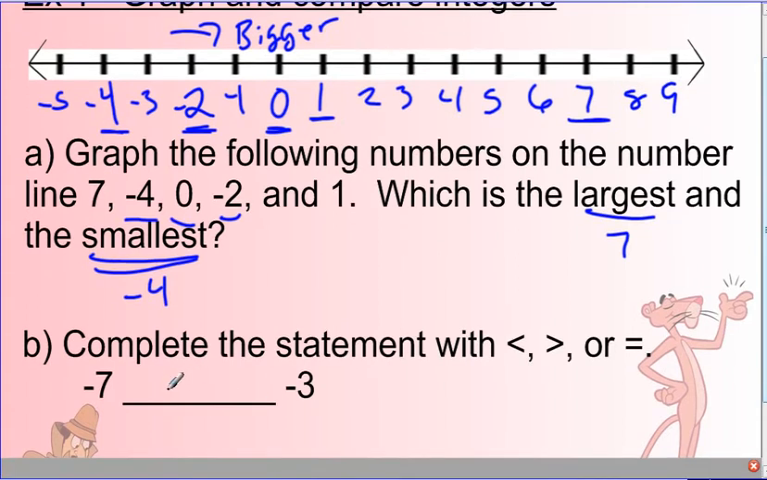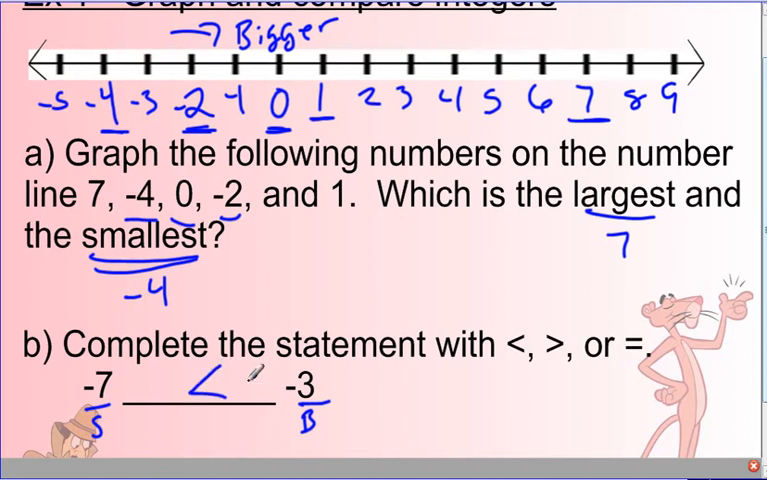Letter B. We want to know which of these numbers is bigger or smaller. Is -7 bigger or smaller than -3? Well, if you remember what we just said a second ago, the more negative, the smaller. So this number here is smaller than that number here. This one's bigger. So the correct symbol to use is this one.